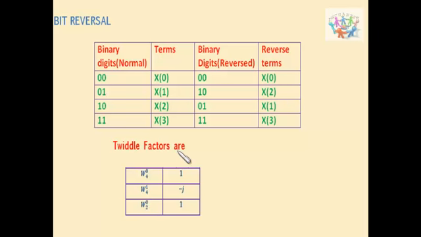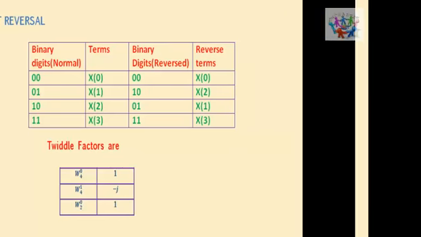In order to determine the number of stages, we need to look at the number of input sequences. We had 4, and this 4 we should write in the power of 2. So we'll have 2 to the power 2, which will give us 4. And the power 2 indicates the number of stages we need to use. So over here we'll use 2 stages.